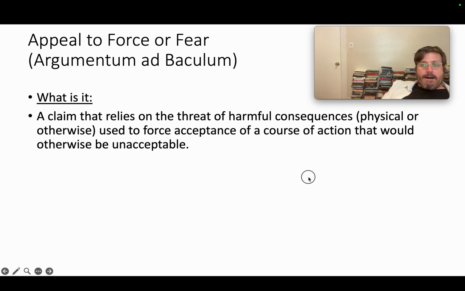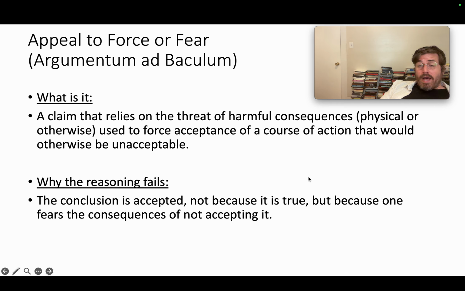Okay. Why does the reasoning fail? Well, there is no reasoning, right? The conclusion is accepted not because it's true, but because one simply fears the consequences of not accepting, or at least behaving as though one accepted the conclusion. So the appeal to force is almost the opposite of rationality. It's just simply exchanging threats and violence for a chain of reasons or evidence for believing something.